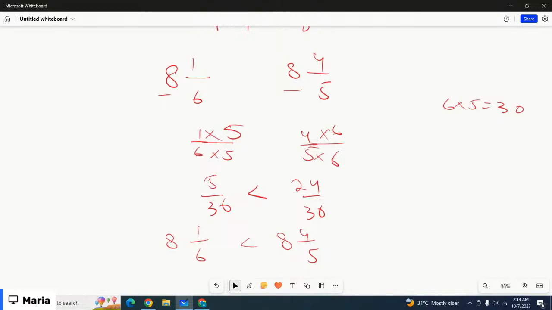You can compare fractions by making their model, but when you are not making their model, the other way is you can compare two fractions by making their denominators the same. If their denominators are the same, it is very easy to compare them, right? Okay, let's do another example.